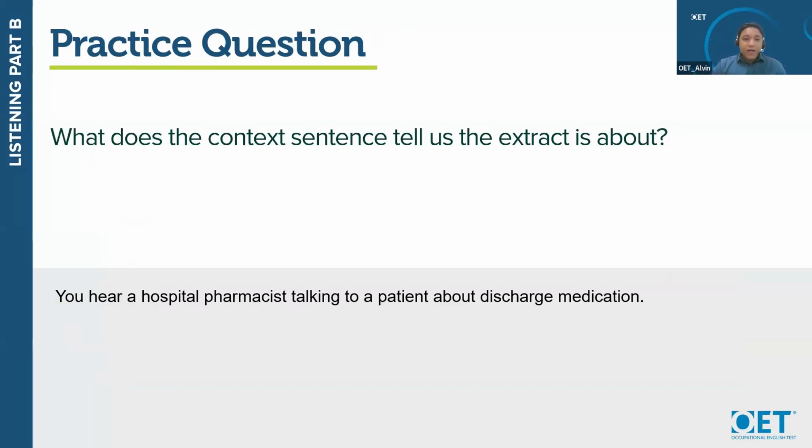Practice question. For example, what does the context sentence tell us the extract is about? So our context sentence there is, you hear a hospital pharmacist talking to a patient about discharge medication. So I would like you to think about it for 15 seconds and then try to think, what do you think could be the context about? 15 seconds starts now. If you have any idea, please share it on the chat box, or you could just write it on your piece of paper, perhaps.